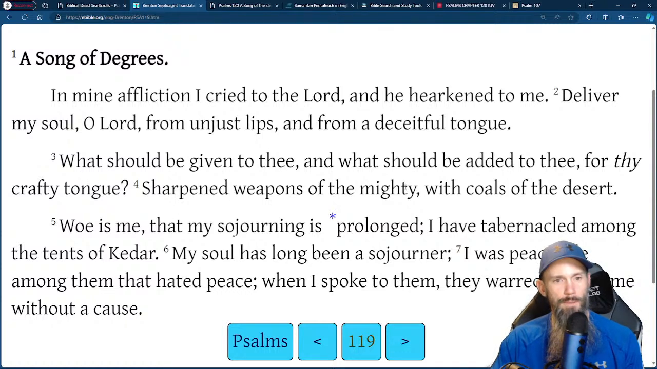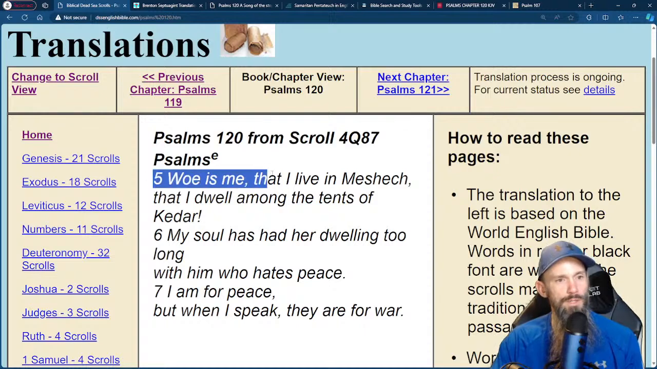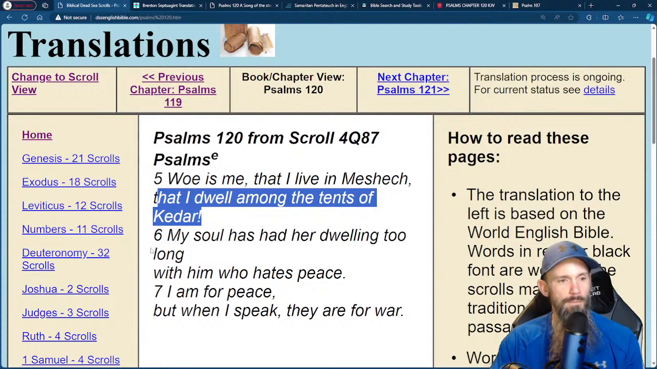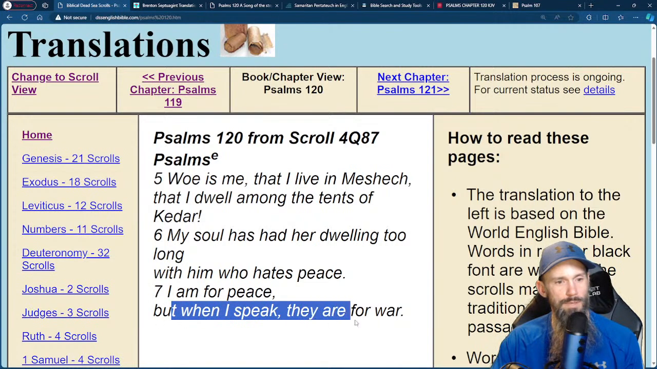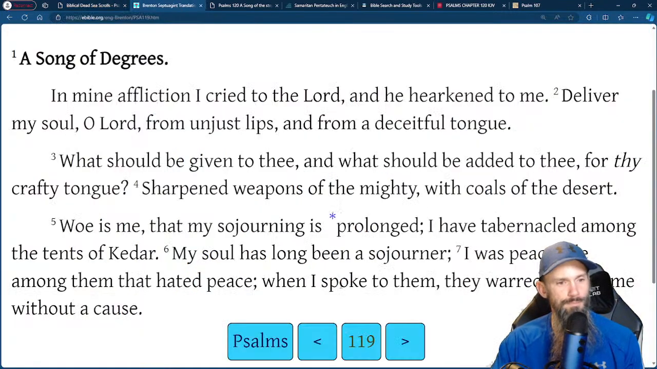Sharpen weapons of the mighty with coals of the desert. Woe is me that I live in Meshech, that I dwell among the tents of Kedar. My soul has had her dwelling too long with him who hates peace. I am for peace, but when I speak, they are for war.